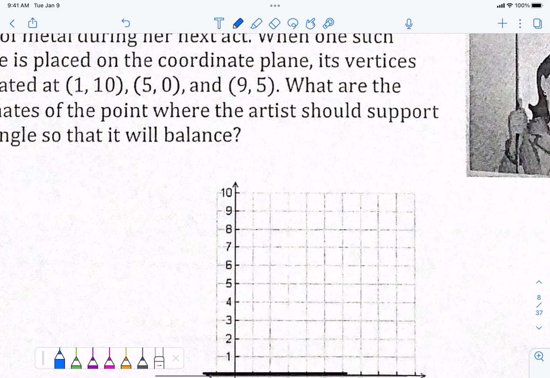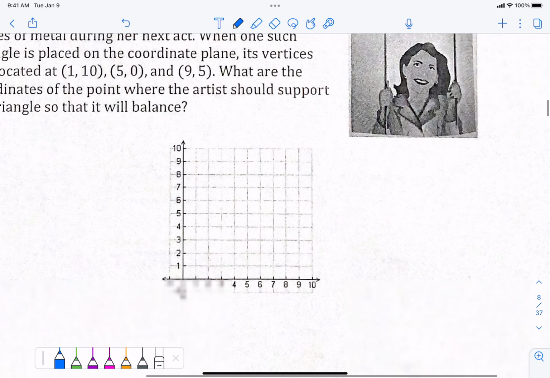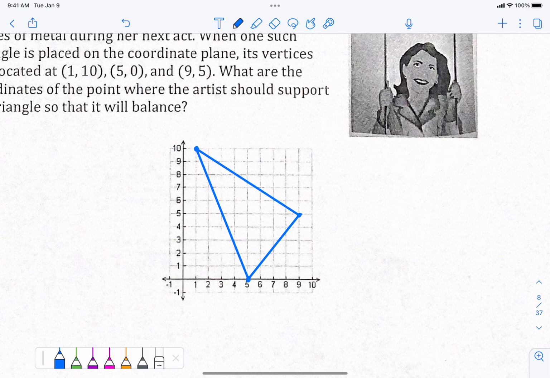Okay, it gives me coordinate points. We're gonna graph these guys. 1, 10 is the first one. 5, 0, 9, 5. Those are my 3 spots, and we're gonna graph them. And then we're gonna find the centroid or the center of gravity.